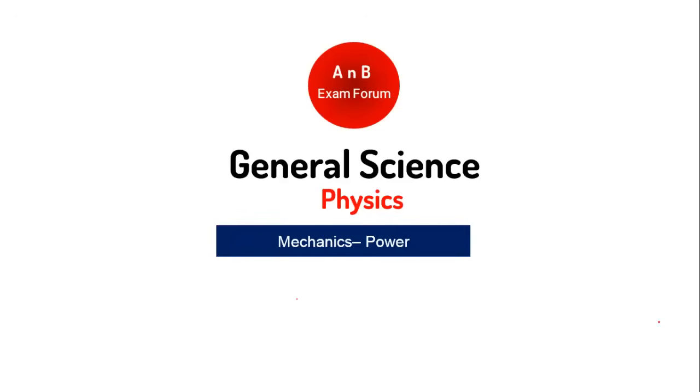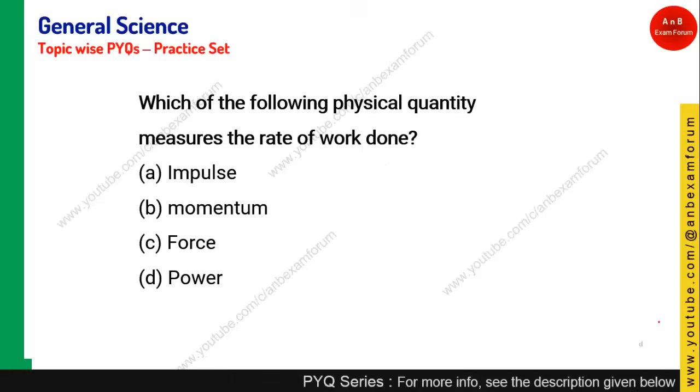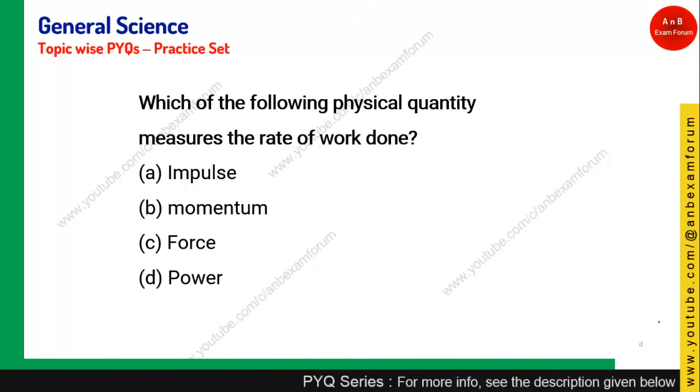Let's see the next topic in physics, that is power. So let's see the first question. Which of the following physical quantities measures the rate of work done? Okay, let's see one by one.